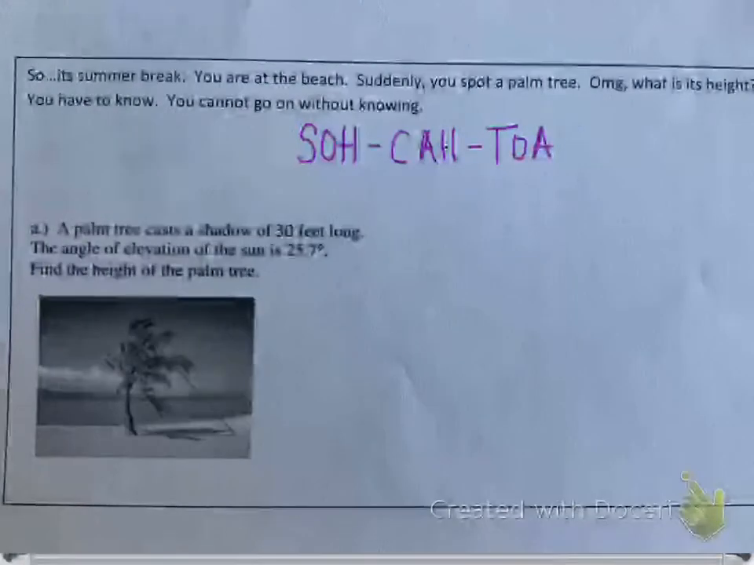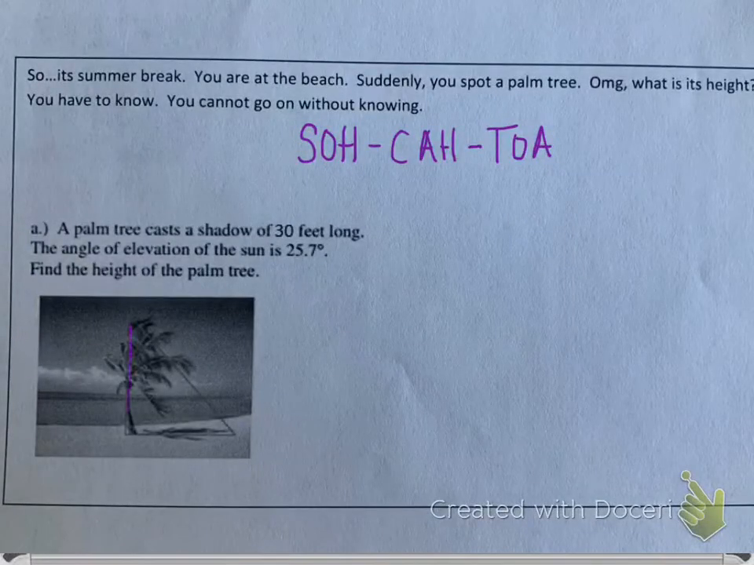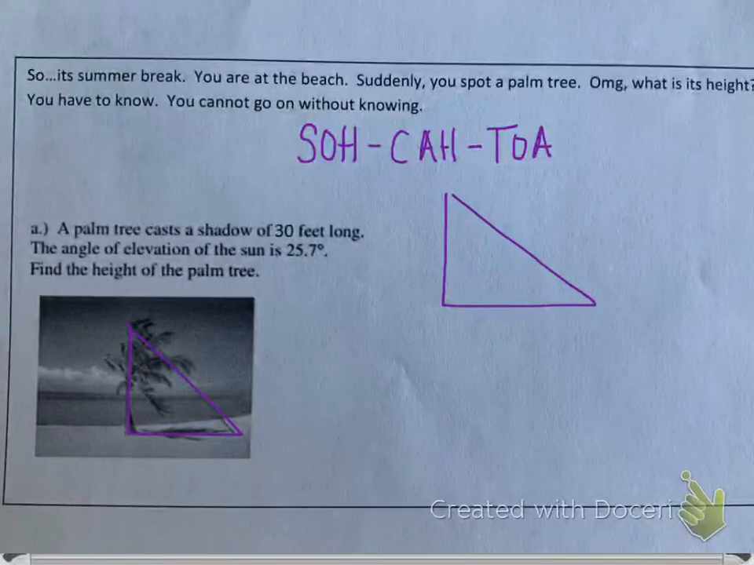So you measure the shadow, which is 30 feet long. I'm going to redraw this picture. It creates a right triangle. You measure the shadow, which is 30 feet, and then it says that the angle of elevation is 25.7 degrees.